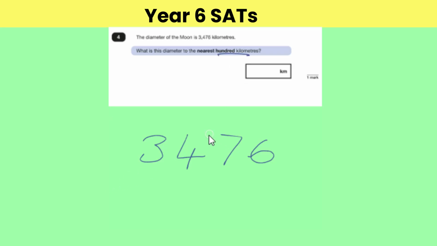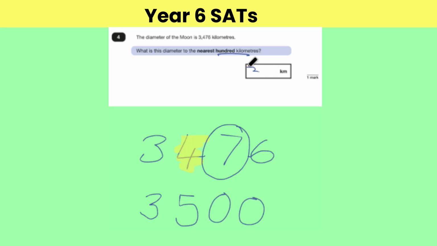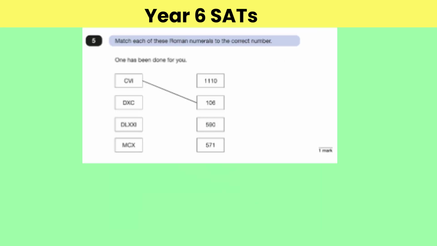All we do here is think about what digit is in our 100 column and we look at the digit afterwards. It's bigger than 5, so we're going to round this up. So this 4 rounds up to 5, everything else becomes a 0. So to the nearest 100, the answer is 3,500. Question 5, match each of these Roman numerals to the correct number. 1 has been done for you.